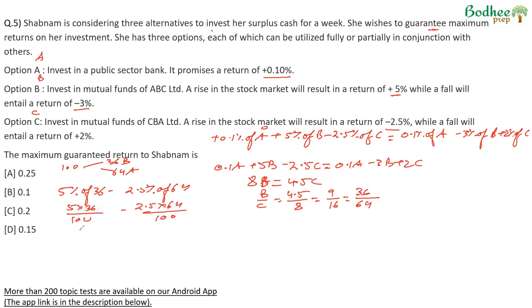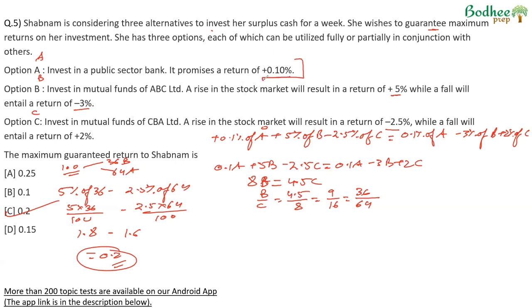This will be 1.8 minus 1.6. And therefore the return is 0.2. So on 100 rupees, we are assured a return of 0.2, hence that becomes the maximum assured return.